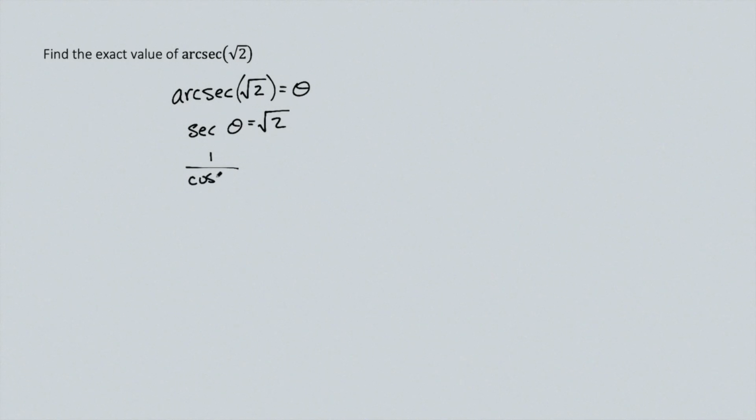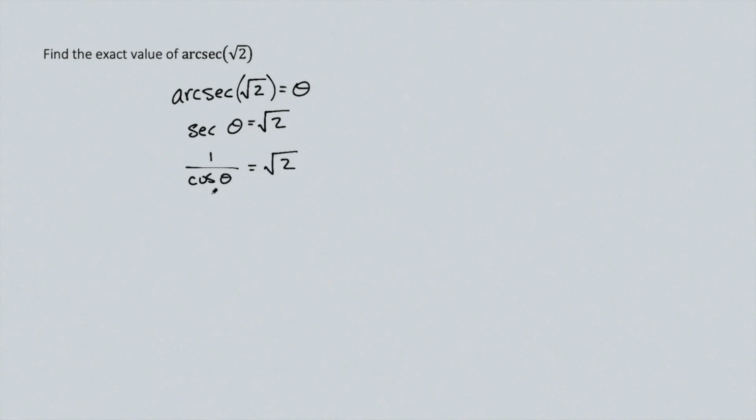Find the exact value of arcsecant of the square root of 2. Well, the arcsecant of the square root of 2, that's an angle, some angle theta. So we can think of it as secant of the angle is equal to the square root of 2. And secant, actually, we can say, well, this is 1 over cosine.